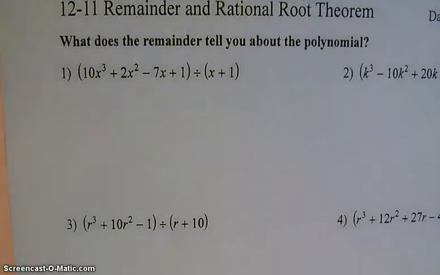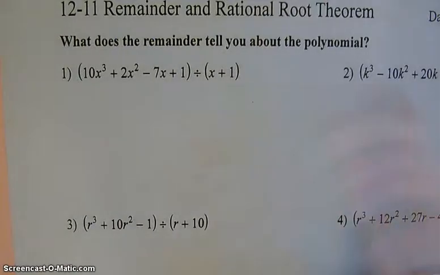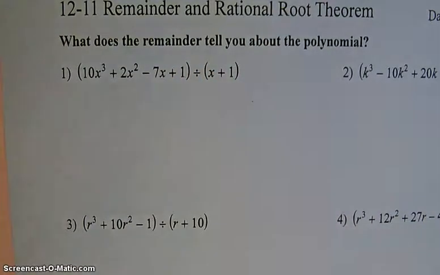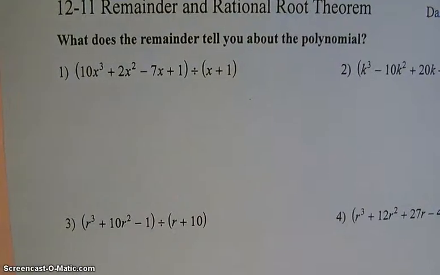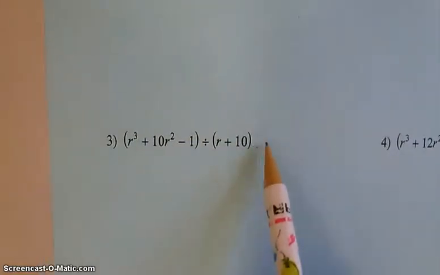Okay, so on the back of the paper we have some more questions. This one says the remainder and rational root theorem. So the first 4 are about the remainder theorem. This one says, what does the remainder tell you about the polynomial? Okay, well I'm going to do number 3 because we want to look at this. Number 3 tells me right away I have 3, 2, and I'm missing my 1. And here's my divisor. So I want to know what this means. So what does this tell me?